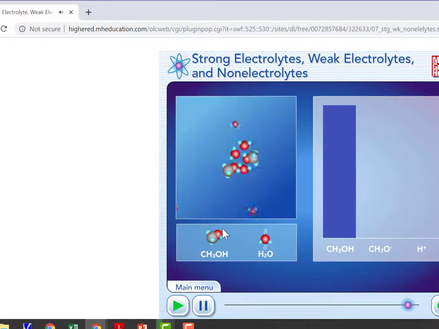Since it doesn't tear it apart, it grabs the whole thing, there's no charged pieces. If there's no charged pieces, it doesn't conduct electricity. The light bulb doesn't go on. So bright light, strong electrolyte. Dim light, weak electrolyte. No light, non-electrolyte.